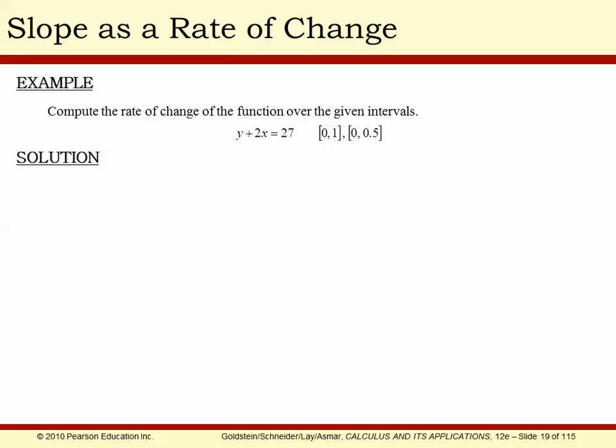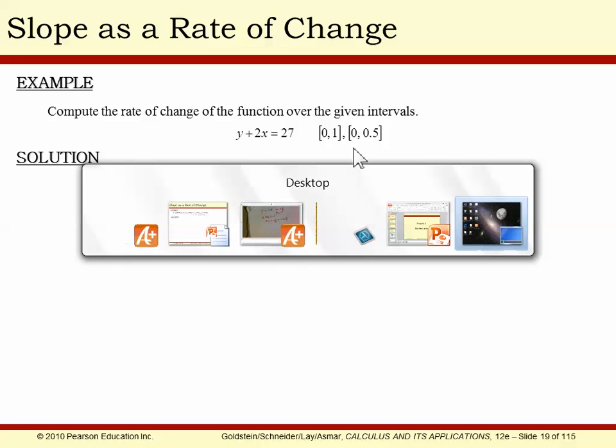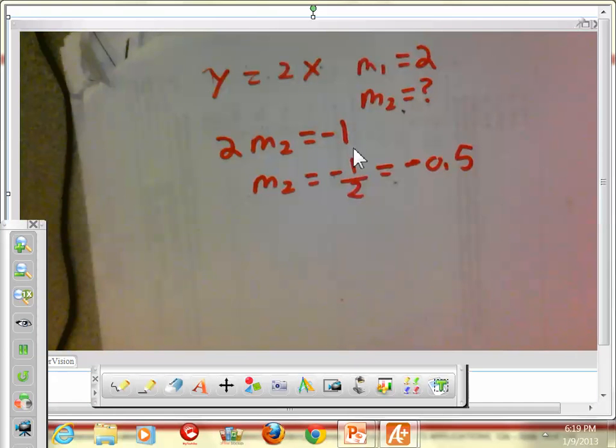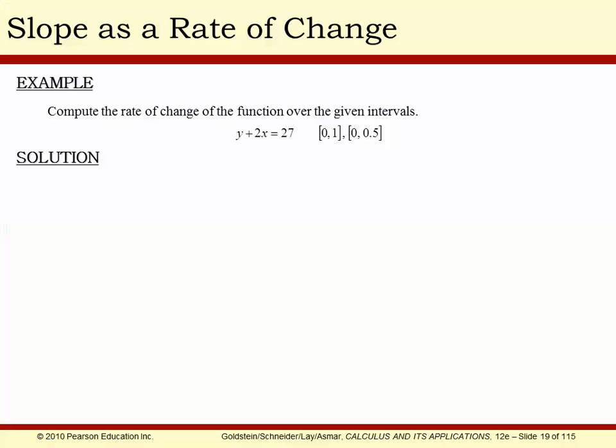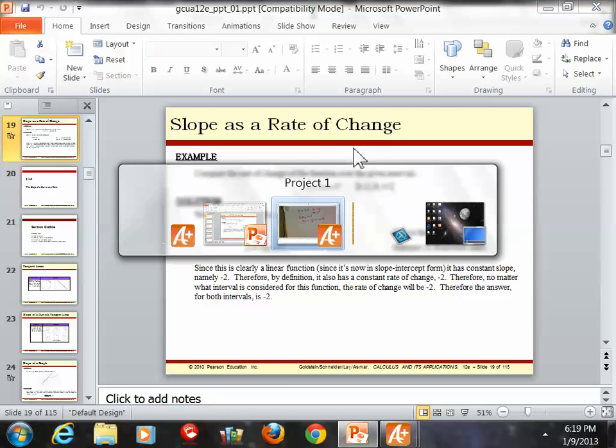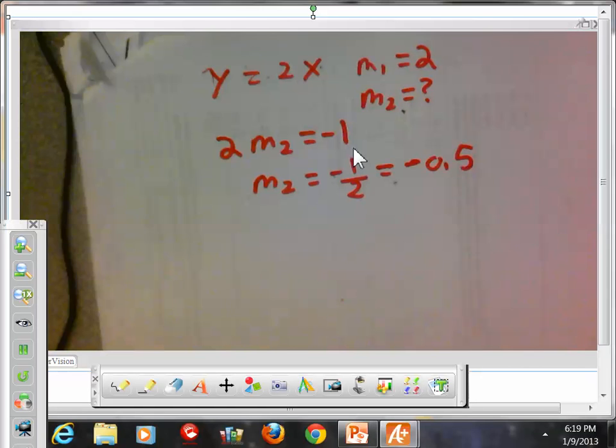Slope as a rate of change. Now, lines have a constant rate of change. So the point of this question here, or maybe you guys can answer it for me: compute the rate of change of the function over the given intervals. So to figure out what the slope is, we're going to write this in y-intercept form. And I already forgot what it was. y equals 2x plus 27.